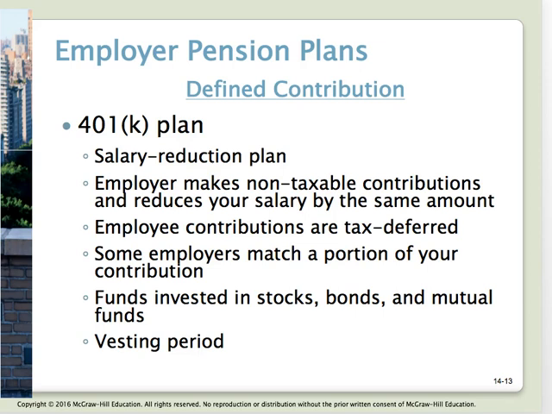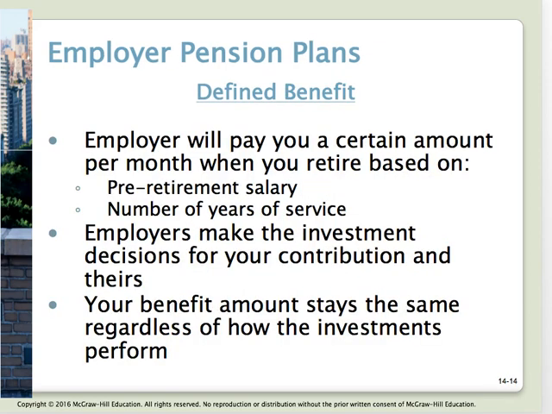And then there's normally a vesting period, a number of years that you have to be with the company before you're fully vested. But even if you leave prior to being fully vested, you usually receive a portion of the funds that have been put back in your name by your employer. An employer defined benefit plan specifies the benefits you'll receive at retirement age, and those are based on your total earnings and the total number of years that you've had on the job. Rather than you having control over how those funds are invested, normally your employer has that control, and your benefit amount stays the same regardless of how the investments perform.